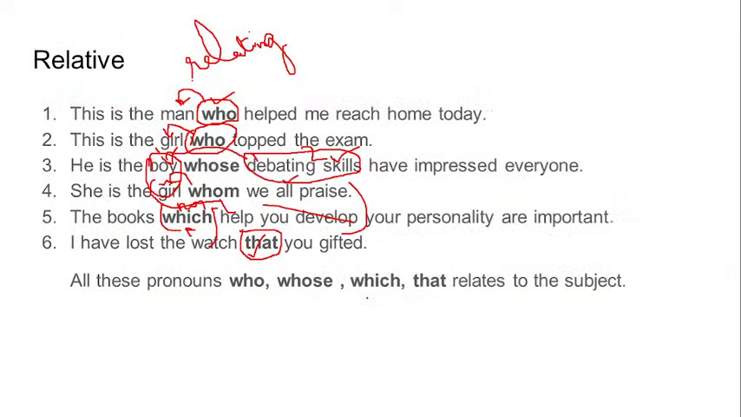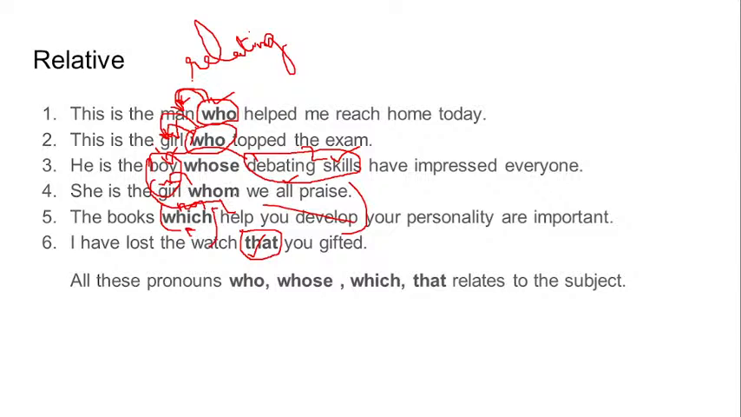Next and the last one is relative. What does it do? The pronoun relates. It relates to the noun before it. See, this is the man who helped me reach home today. So what is the use of who? Who is related to what? This man who is just before the pronoun. This is the girl who topped the exam. So what is the role of this who? Relating to this noun before it.